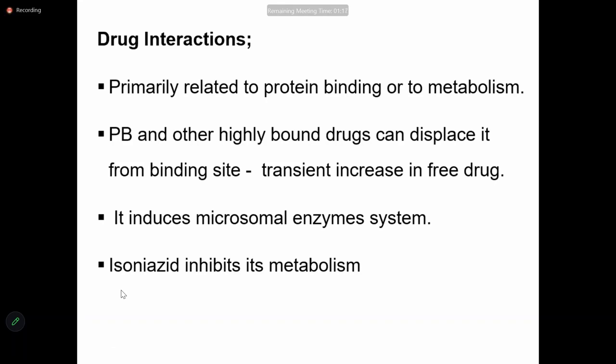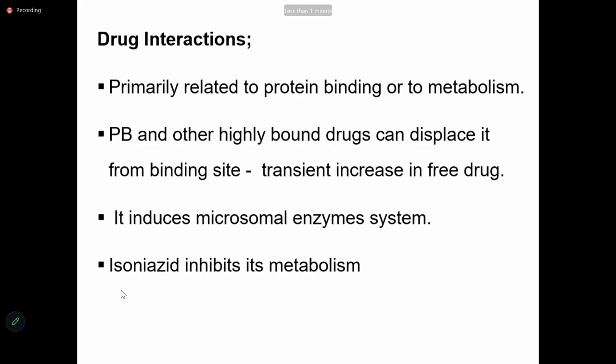What are the interactions? The interactions are largely related to protein binding and its metabolism. When given together with phenobarbital, phenytoin is known to displace it from the carrier molecule site, which leads to an increase in the free fraction, and that is dangerous.